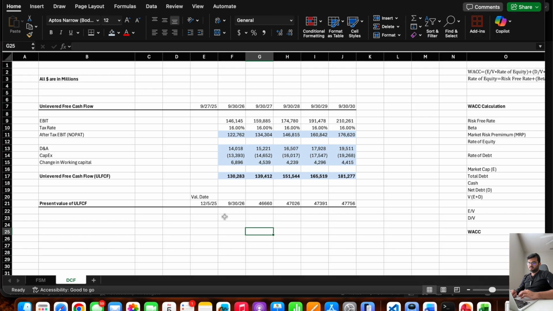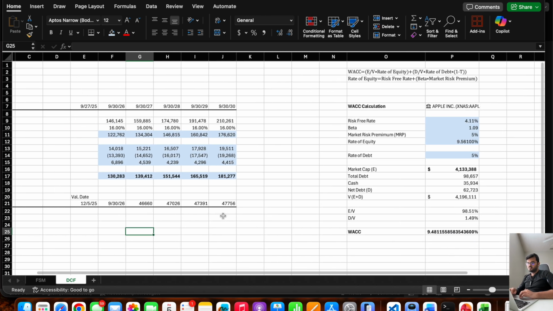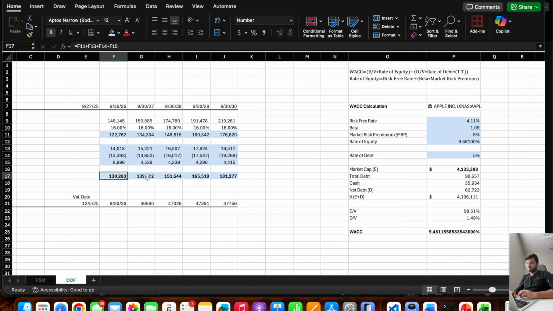So now to calculate the present value, the formula is very simple. We have, say, $181 billion as a free cash flow in 2030. We need to divide this value by 1 plus the discount rate which we calculated. In our case, it's 9.48% to the power of how many periods it is from here on. Say right now we're sitting in 2025. It is 5 years from now, so it's 5 years.